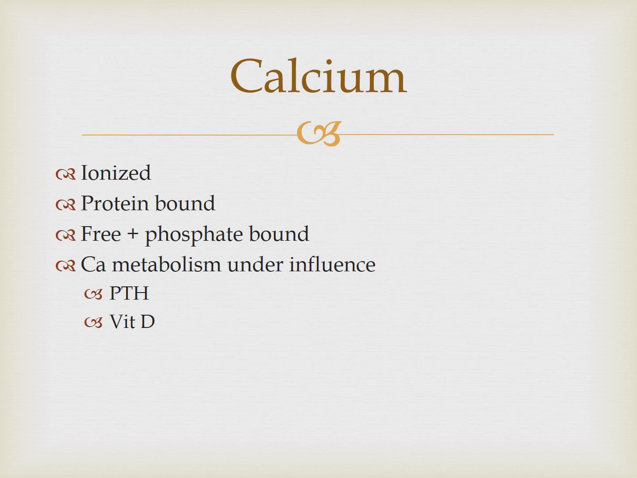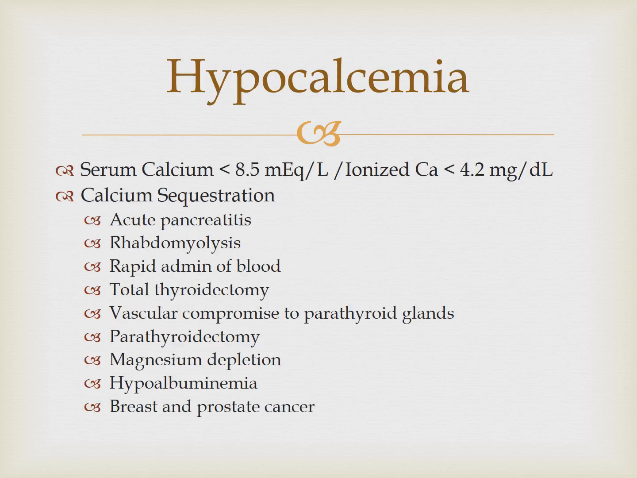Calcium: ionized, protein bound, free, and phosphate bound. Calcium metabolism is under the influence of PTH and vitamin D. Hypocalcemia is a serum calcium less than 8.5 or ionized calcium less than 4.2. Some of the causes are calcium sequestration. For example, blood transfusion: citrate in the blood, to keep it fresh, is a calcium chelator, so it causes hypocalcemia. Also rhabdomyolysis, acute pancreatitis, and total thyroidectomy, where you can affect the parathyroid as well.